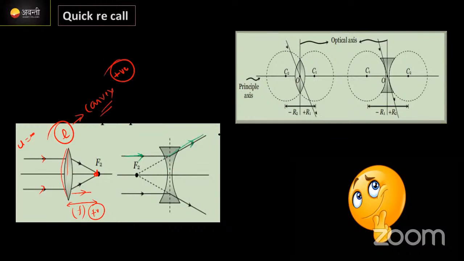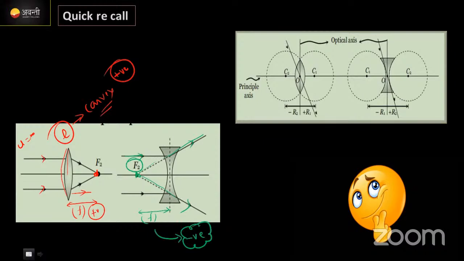Correct now? On the right side, these refracted rays never meet each other. If you extend the refracted rays backward, they will meet at one point, the principal focus. But here, the distance from the principal focus to the optic center is the focal length only. This time we are measuring the focal length opposite to the direction of incident rays. That's why the focal length here is negative.